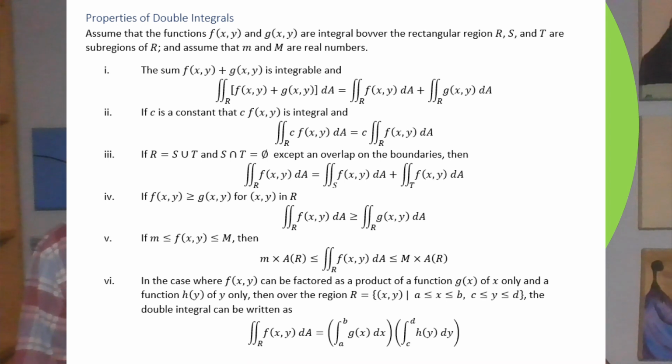And then there's a special case where f of x, y can be seen as a product of a function of x and a function of y only. That means you can split up this function, separating the variables, so to speak. Then you can write your double integral as a product of single integrals, integrating with respect to x from a to b, and integrating with respect to y from c to d.